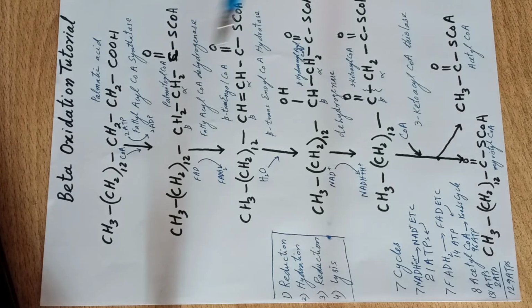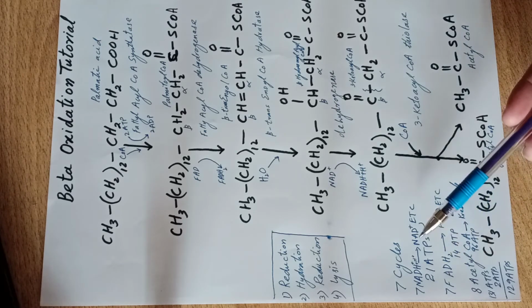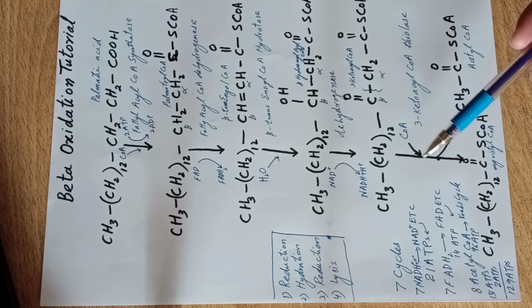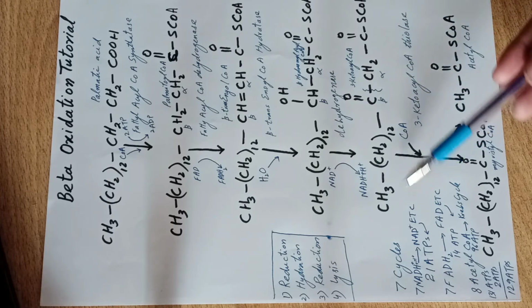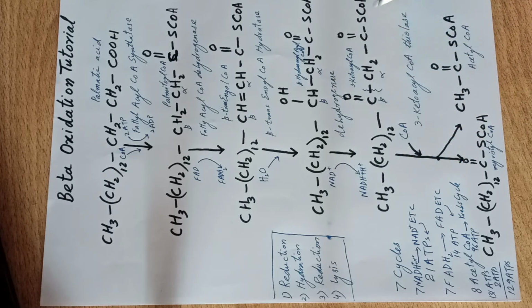So this fatty acid contains 16 carbons. So 7 cycles occur, because in the last cycle a 4 carbon ketoacyl CoA is produced, which is directly changed into 2 acetyl CoA. So if the fatty acid is 18 carbon, then there are 8 cycles, and if it is 16 carbon, then it is 7 cycles.